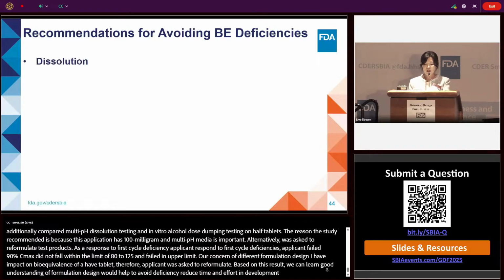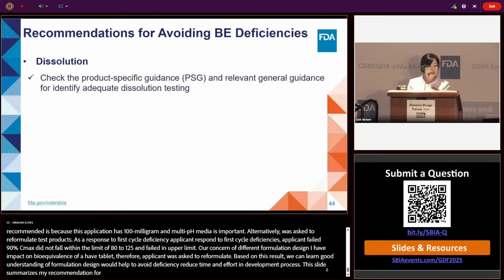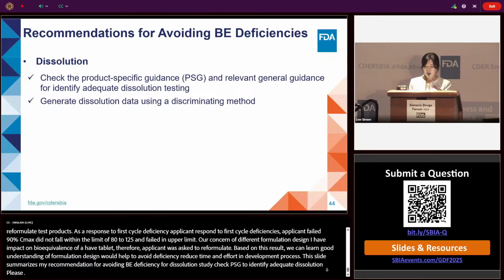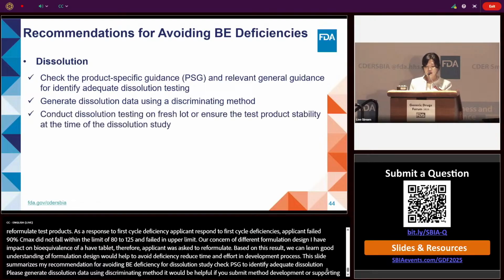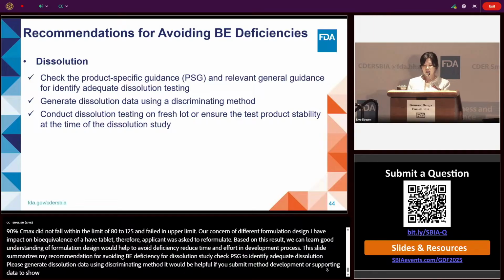This slide summarizes my recommendation for avoiding BE deficiency. For dissolution study, please check the PSG and relevant general guidance to identify adequate dissolution testing. Please generate dissolution data using discriminating method. It will be helpful if you submit the method development report or supporting data to show discriminatory ability of your method. Please make sure of the stability of test and reference standard product at the time of dissolution testing.